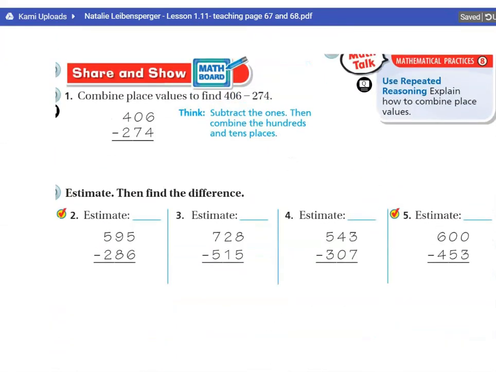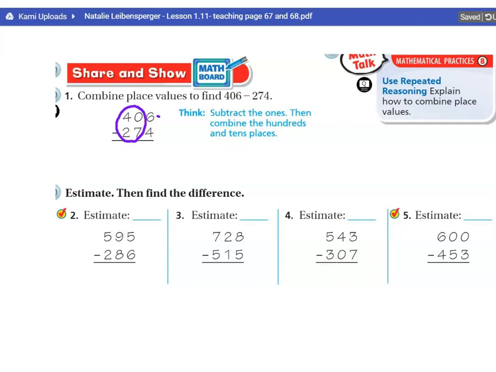We're going to move on to the share and show, and this is on page 69. So we're going to move on to 406 minus 227, and we're going to try to combine the place values. So I see here that 6 and 27, that's not going to work to combine those place values. But I'm going to see if I can combine 40 and 27. I know that they're pretty close. I can count up to figure that answer out.